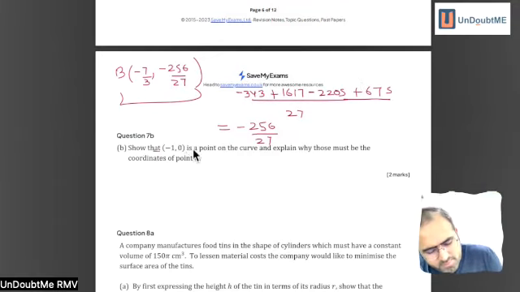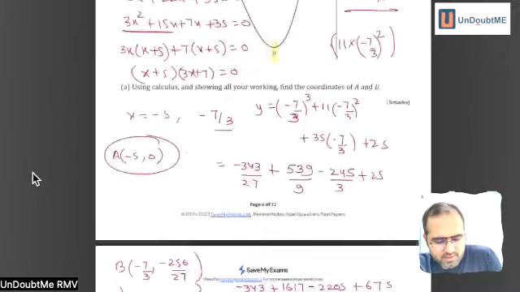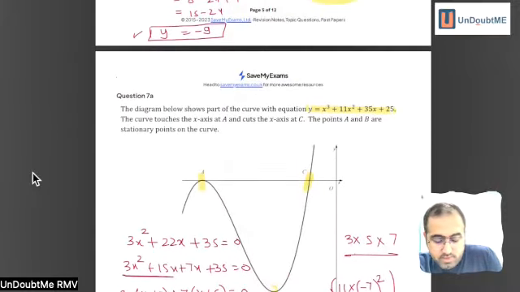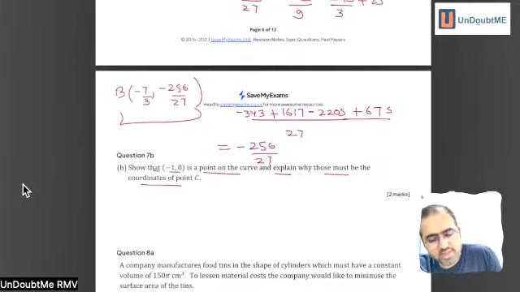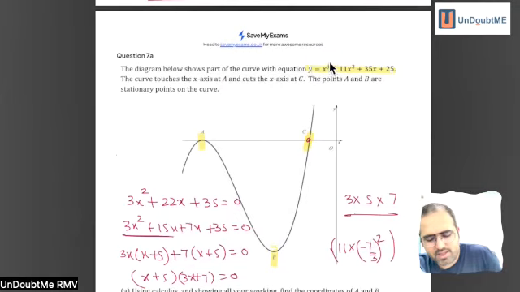Part B, show that minus 1 comma 0 is a point on the curve and explain why those must be the coordinates of C. Okay, if minus 1 comma 0 is on the curve, then there is only one point other than A where it is crossing the x-axis, and that should be C. I hope everyone is clear with the reasoning. For checking it, you just put minus 1 in this and you'll get 0. So no need to do it now.